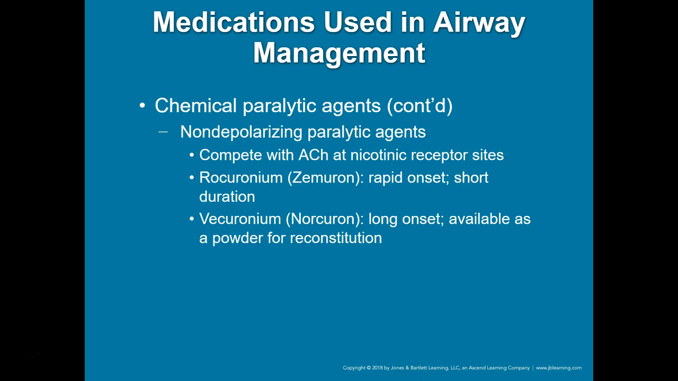Rocuronium has a relatively rapid onset, 1 to 3 minutes, and a short duration. And what they mean by short duration there is 15 to 45 minutes. So succinylcholine has a 5 minute duration, rocuronium 15 to 45 minutes based on your dose.